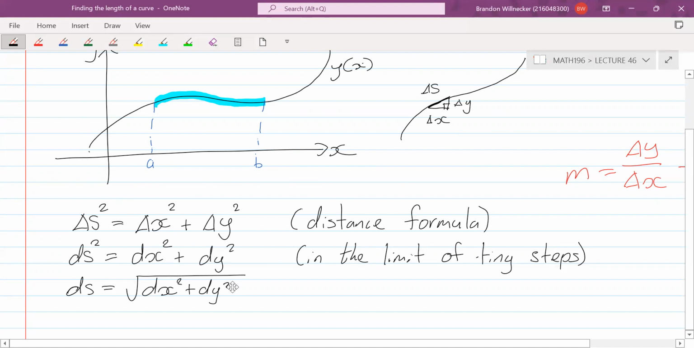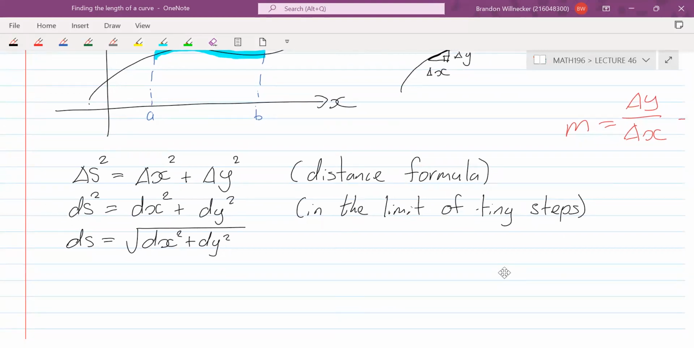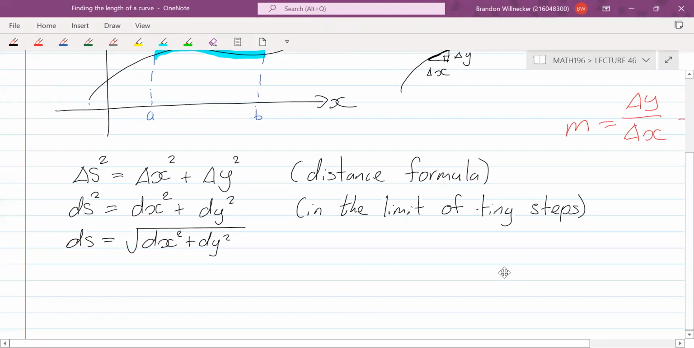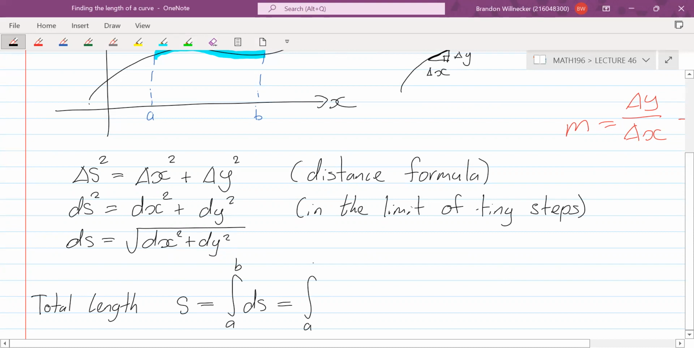If we want the total length, we need to sum up all of the hypotenuses along the curve. But if we're taking the limit, then the sum becomes an integral. So the total length, that's going to be s, is going to be the integral from a to b of ds. So we're summing up all of the little lengths, but since we're taking the limit, the sum becomes an integral. So this becomes the integral from a to b, square root of dx squared plus dy squared.